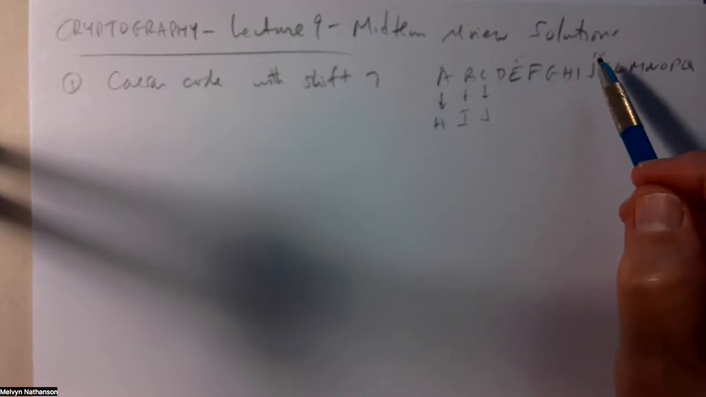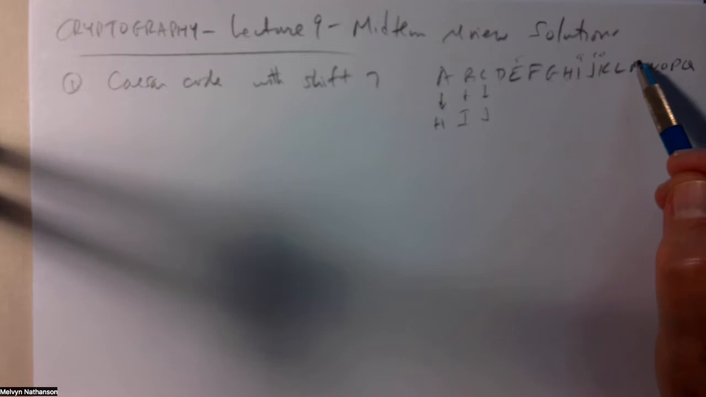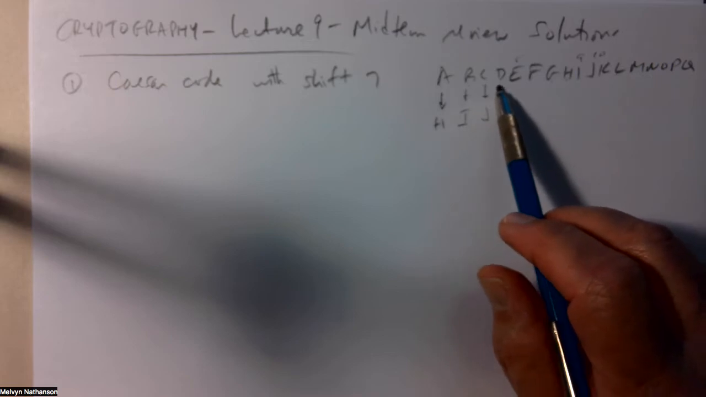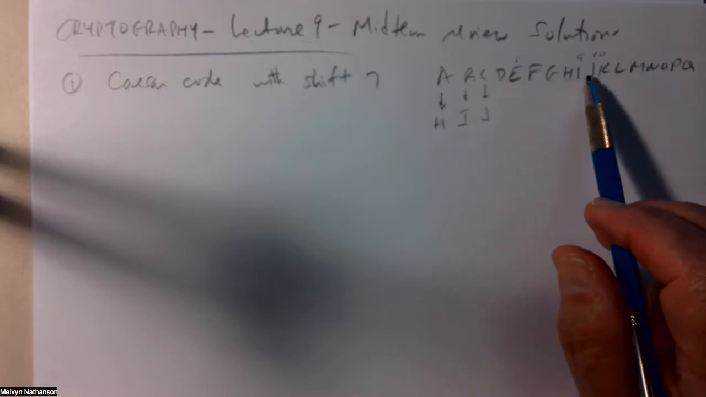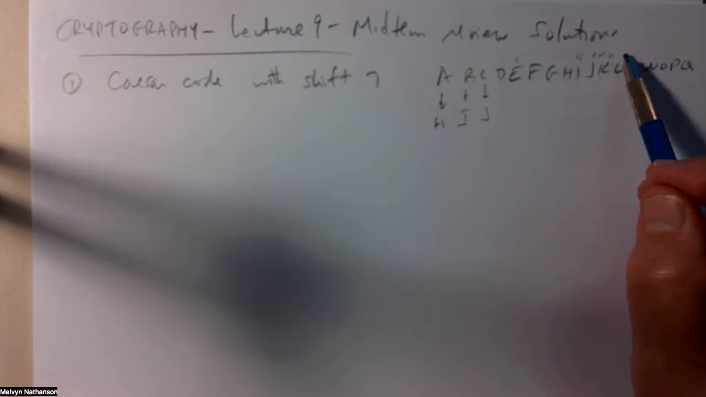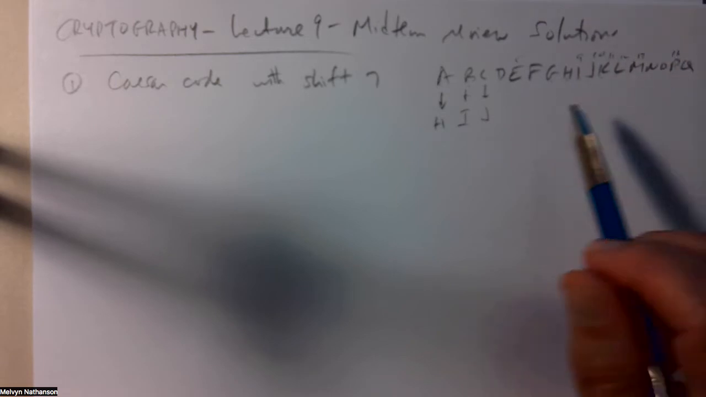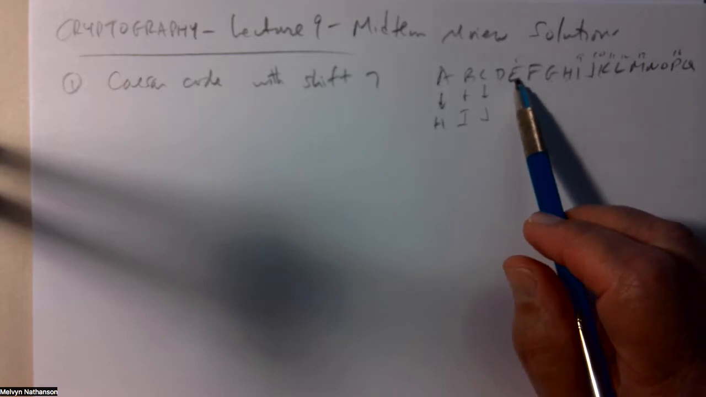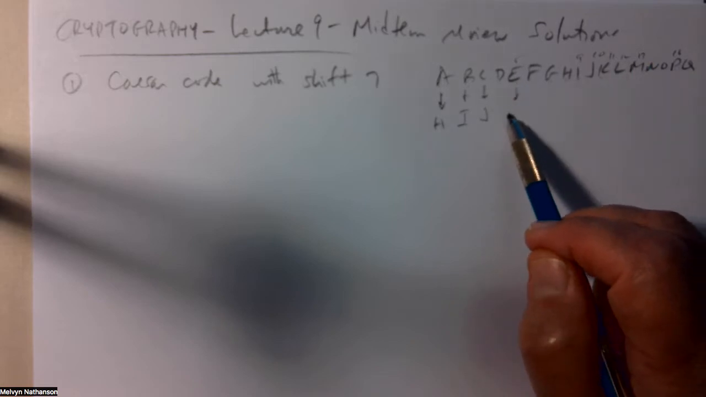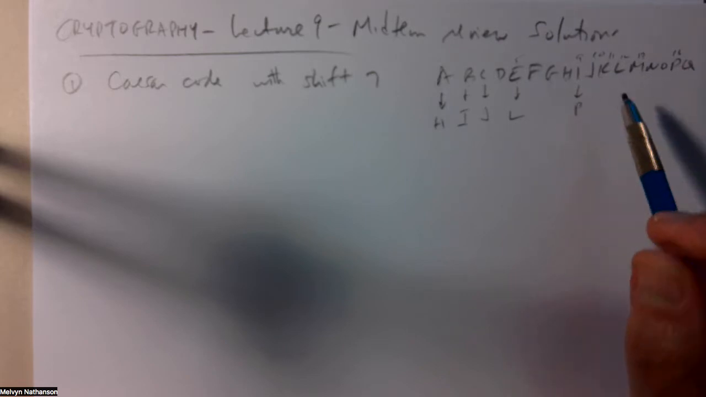I is, for example, 6, 7, 8, 9. This is the 9th letter. So the 16th letter is A, B, C, D, E, F, G, H, I, J, K, L, M. This is 11, 12, 13, 14, 15, 16. So if you shift E 7 letters to the right, that's the 12th letter, which is L. If you shift I 7 letters to the right, that becomes a P.